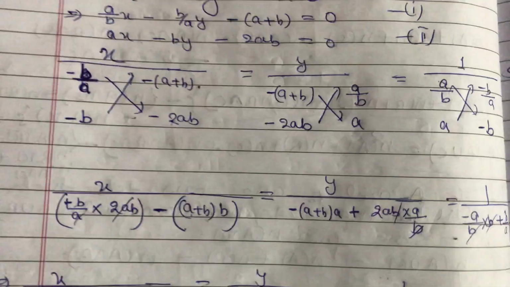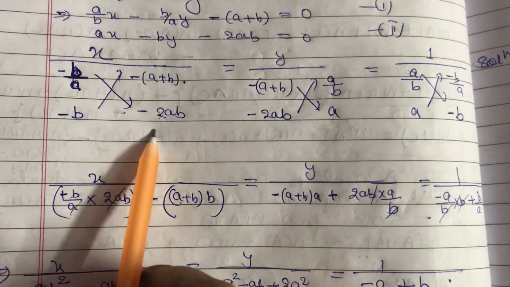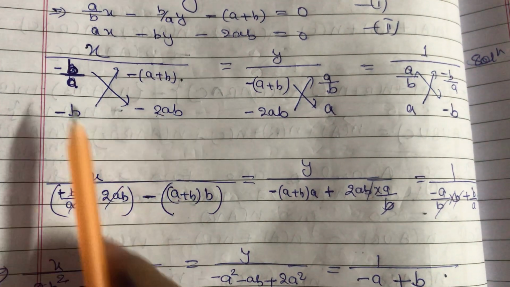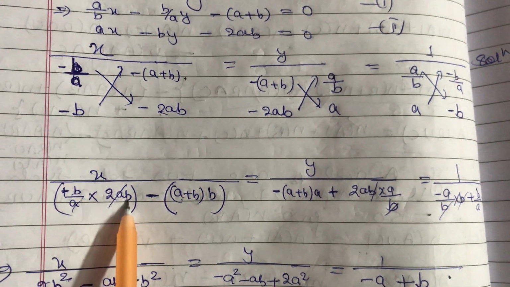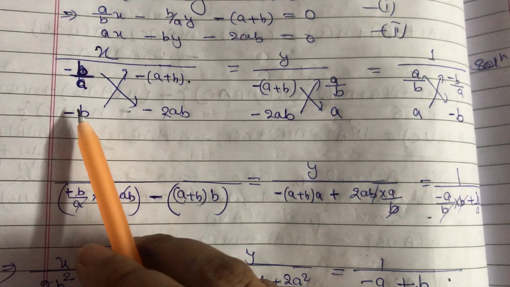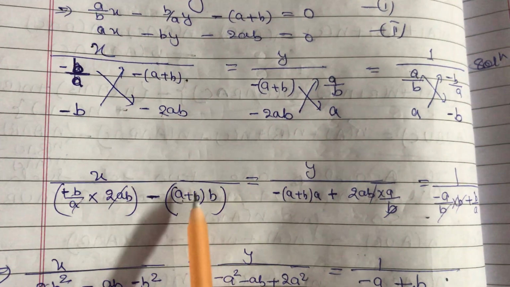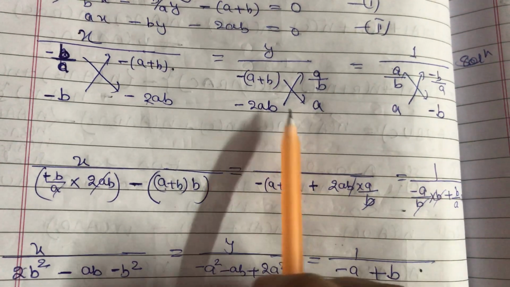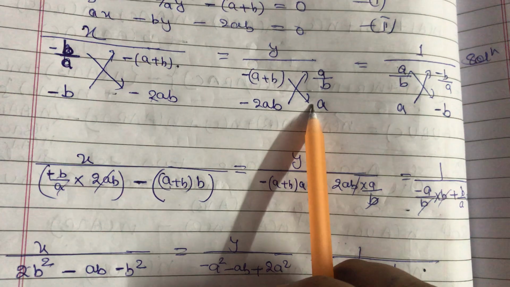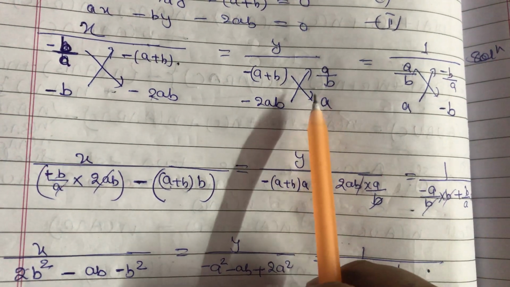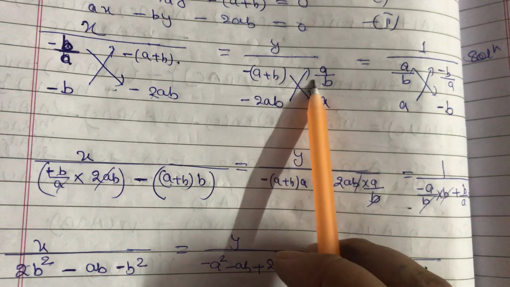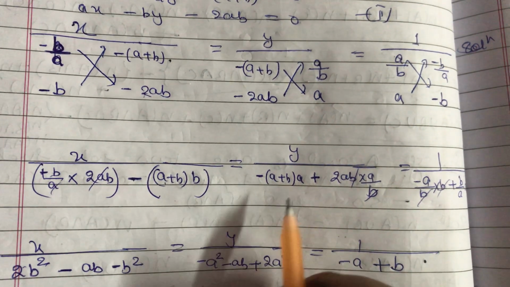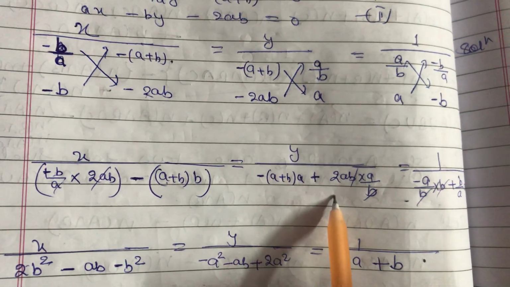Then we know that using the cross multiplication formula, we'll multiply this. So minus b by a into minus 2ab, minus minus will become plus, and then again minus minus will become plus, so (a plus b) into b. We find the product of these two, and we subtract the product of the up arrow from the down arrow, right? This is what we do in case of cross multiplication. So I have done exactly the same.